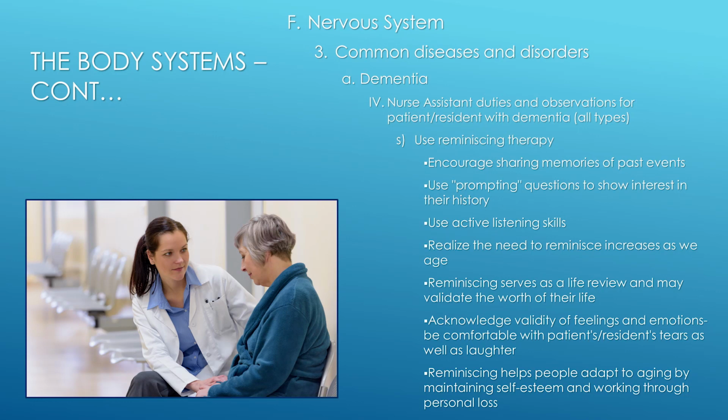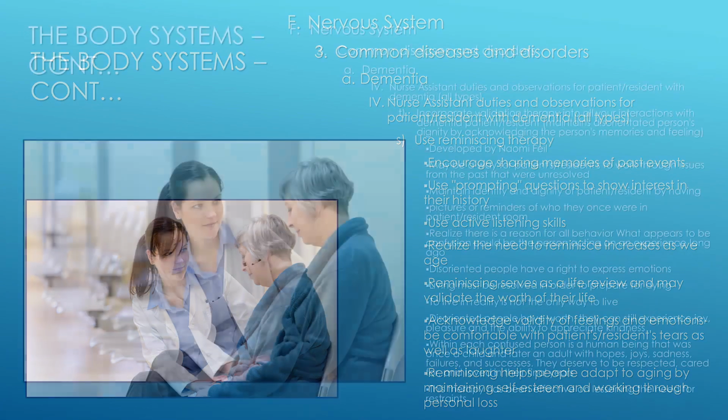Encourage sharing memories of past events. Use prompting questions to show interest in their history. Use active listening skills. Realize the need to reminisce increases as we age. Reminiscing serves as a life review and may validate the worth of their life. Acknowledge validity of feelings and emotions. Be comfortable with patient or resident's tears as well as laughter. Reminiscing helps people adapt to aging by maintaining self-esteem and working through personal loss.